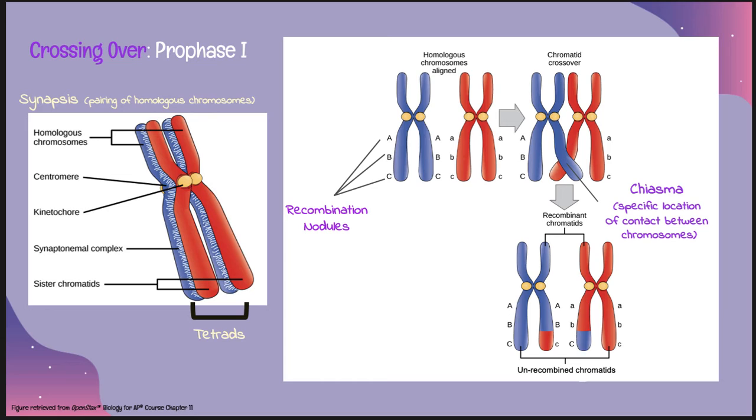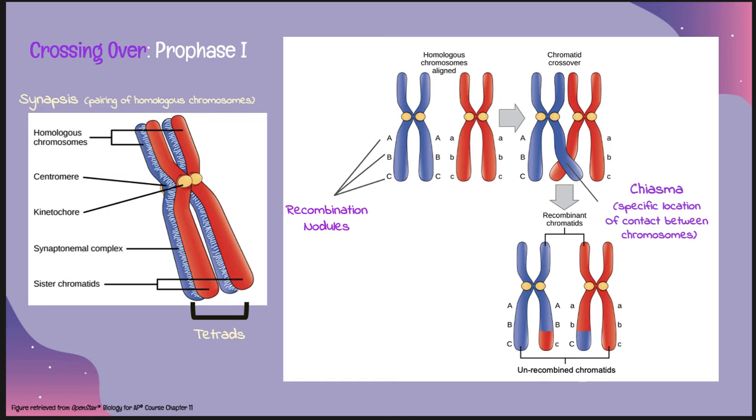The pairing of homologous chromosomes is called a synapsis. In synapsis, the genes on the chromatids of homologous chromosomes are aligned precisely on top of each other, as you can see in the picture on the left. You can see a red homologous chromosome on top of a blue homologous chromosome.